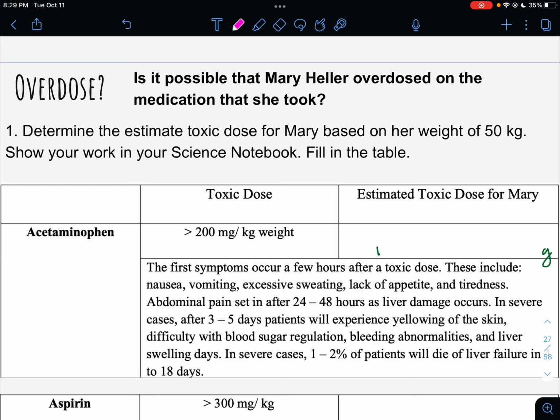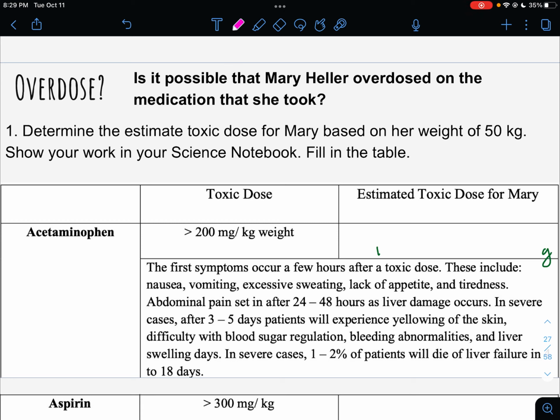So we want to know basically how many of these over-the-counter medicines she would have needed to take in order to reach that toxicity level. So we're going to do the first calculation together, and then you're going to set up the rest of these on your own. So pay attention to how we're setting these up.